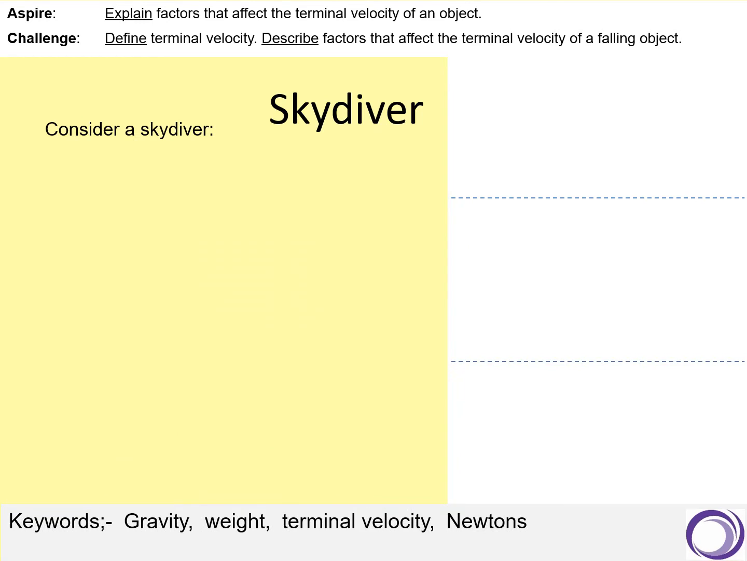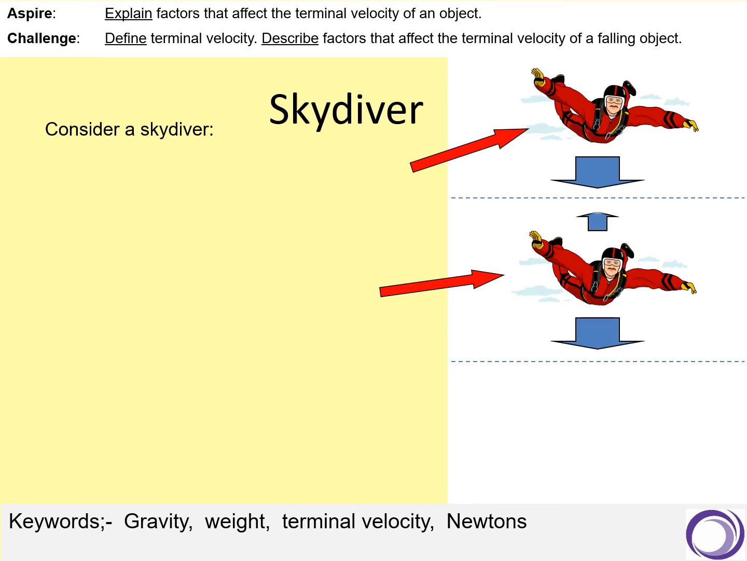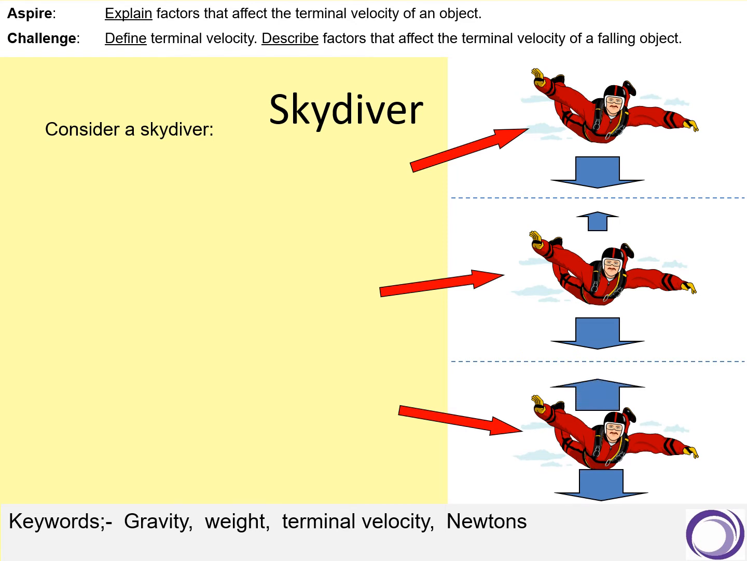So here is my skydiver. Okay, and I'll put some pictures on the side here. So here's my skydiver, and as always when we're drawing diagrams about forces, we put arrows on. Please remember, the bigger the arrow, the larger the force. So here is my skydiver again, and now he has some other arrows on.